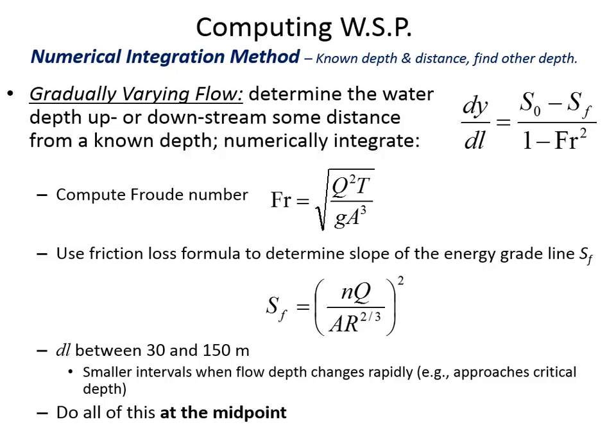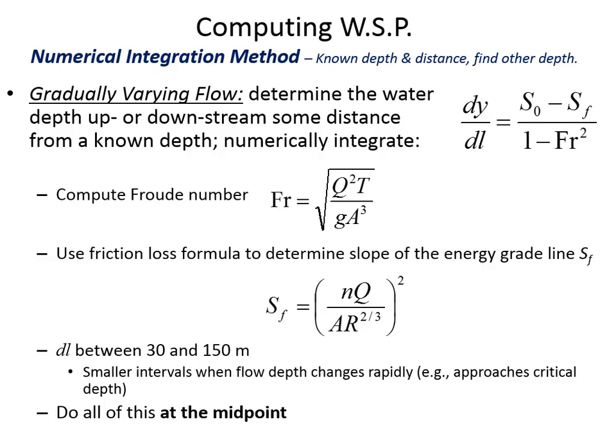And if you do that over too long of a distance, then you get inaccurate numbers. And so the upper limit of 150 meters is typically where you can get good data. But you'd use smaller intervals where the depth is changing quickly.